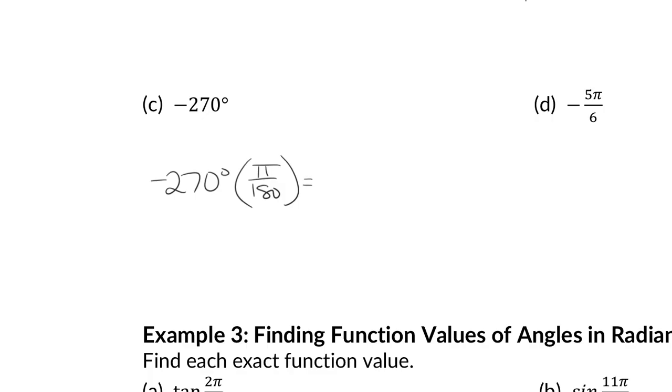What is negative 270 divided by 180? Can you get it as a fraction? Negative 3 over 2. So we do negative 3 pi over 2. We leave it in terms of pi. It's like the pi just gets to stay there.